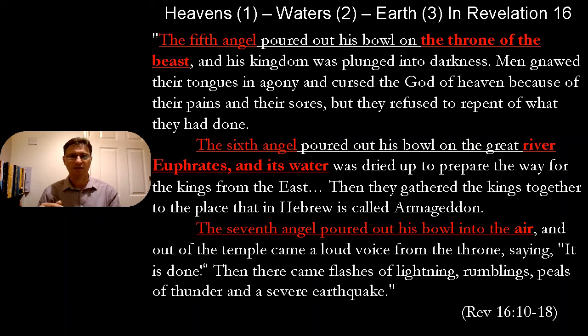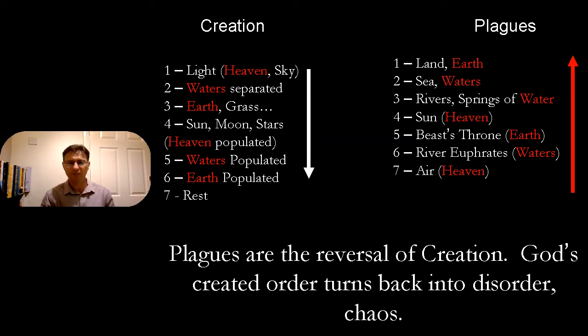So you can see that, again, unlike the creation order, which goes like this, heavens, waters, earth, this is reversed: earth, waters, heaven. Now, why is this significant or important? Basically, the seven last plagues are the reversal of God's creation. God's created order turns back into disorder and chaos. So if you look at this summary on this page, it's much clearer.